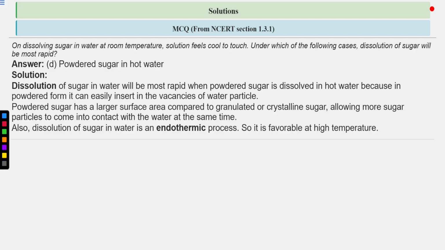And also, the dissolution of sugar in water is an endothermic process, which is favorable at high temperature. Okay, so these are the conditions which satisfy our correct option, option D, which is powdered sugar in hot water. Hence, option D is the correct answer. Moving on to our next question.